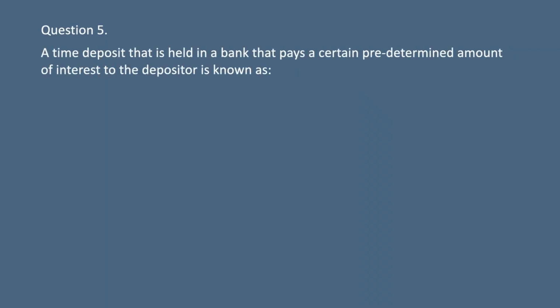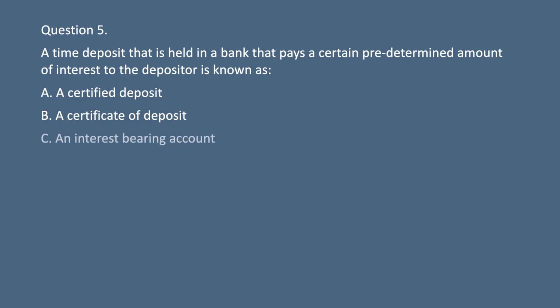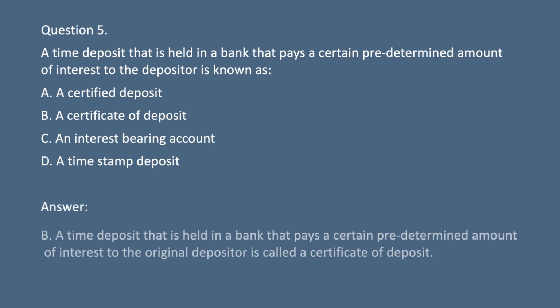Question 5. A time deposit that is held in a bank that pays a certain predetermined amount of interest to the depositor is known as A. A certified deposit. B. A certificate of deposit. C. An interest-bearing account. D. A time-stamped deposit. Answer. B. A time deposit that is held in a bank that pays a certain predetermined amount of interest to the original depositor is called a certificate of deposit.